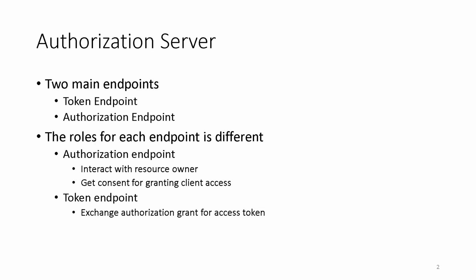In this lecture, we will further clarify authorization server endpoints, and understand some miscellaneous topics as well. The authorization server has two main endpoints, the token and authorization endpoints. To recap, the role of the authorization endpoint is to interact with the resource owner, the end user. It is the endpoint that receives the consent granting the client access by the end user. The token endpoint will be used to exchange the authorization grant for an access token.